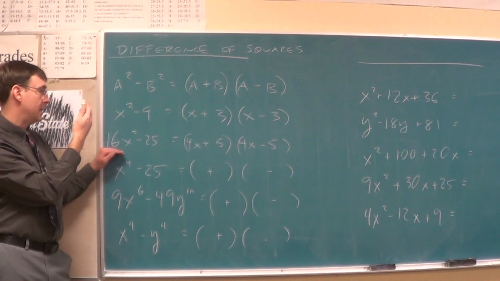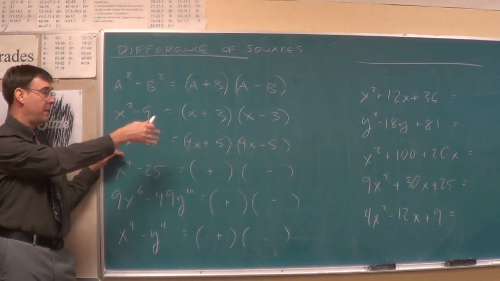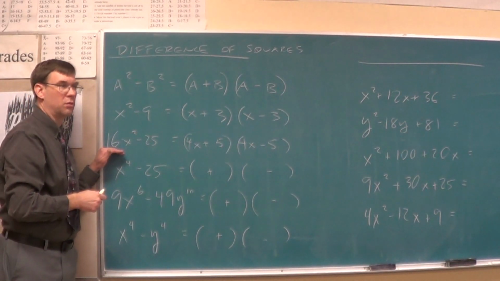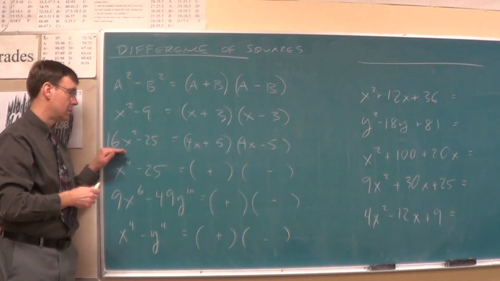Again, what we're doing is the numbers, the coefficients in front, we're doing the square roots, powers, cut them in half. Keep the signs different. This is probably the easiest kind of factoring, I would say. Personal opinion. Okay.